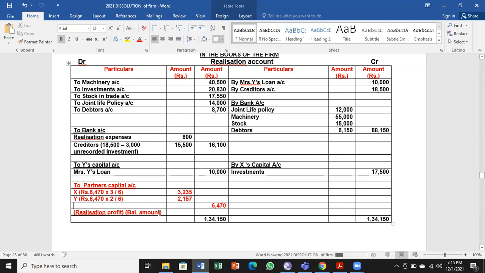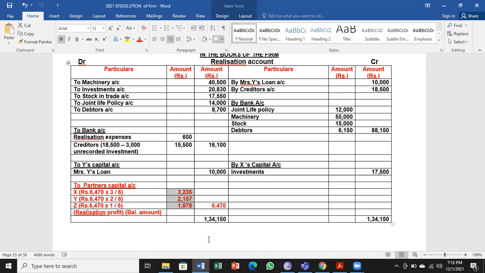0.66 it comes. Then Z, same 6,470 into 1 by 6. So we get here again points. So I will take there 1,078. I will not take 0.33, that is 33 paisa. We have to ensure, add all these things. Will it be 6,470? We have to check once before we proceed further.